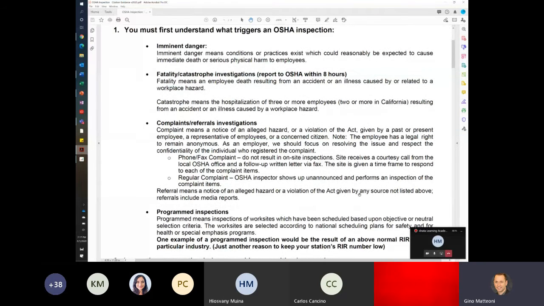Any questions about what may trigger an OSHA inspection? Hey Gino, I don't have a question about triggering it, but I noticed on the bullet point about a regular complaint that they show up unannounced. Is a regular complaint something mailed in, or somebody going in person to complain about something? Is that what would trigger it? It could be either, both could trigger it. It's really up to the inspector and regional office to make that decision based on the perceived risk that comes across from the letter, phone call, or if an individual decided to actually go to an OSHA office to make the complaint. All of those things could trigger either one.